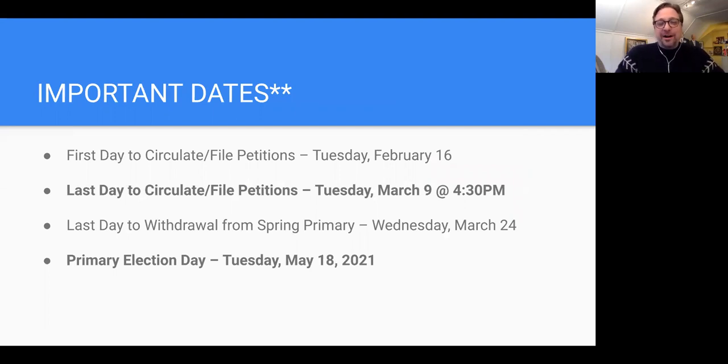So a couple of important dates here. Certainly these are not all of the important dates that are listed. If you look on Votes PA, the statewide website, or if you look on the Erie County website, the list of important dates is much longer. We just want to get you to the primary election day. The first day to circulate and file petitions is Tuesday, February 16th. That's this coming Tuesday. You can get petitions at the Erie County Courthouse if you haven't already.